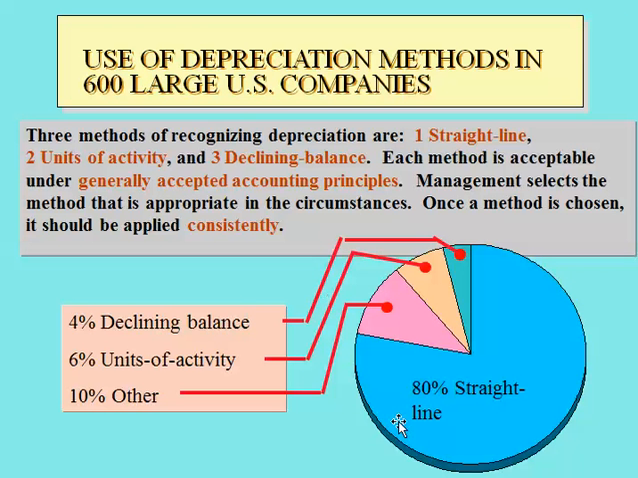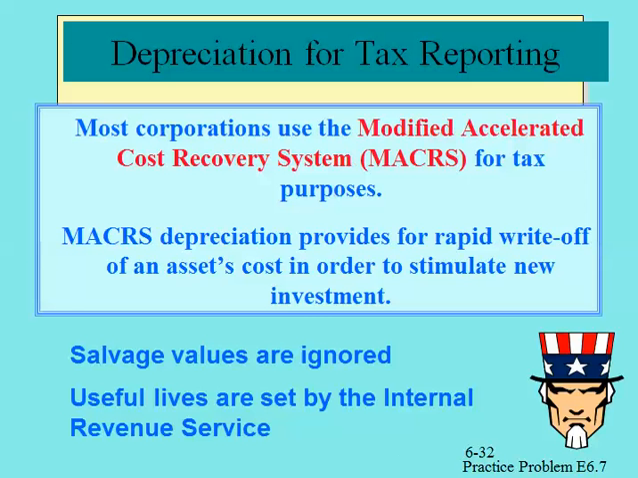A couple more quick things. You can see most companies do use the straight line method here. A couple of them will use units of activity. A few will use declining balance. And there's a couple of other possibilities that they can use there. So straight line is by far the most common.